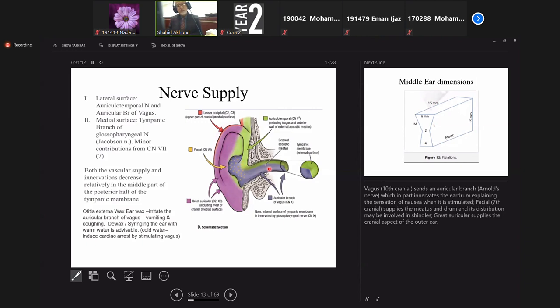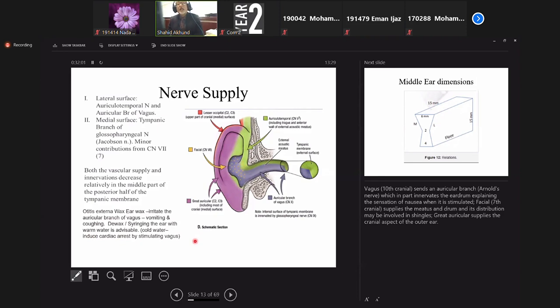All right, nausea, vomiting. What is its effect on our cardiovascular system? Bradycardia. Excellent, bradycardia. So if a person has a history of heart block, what will happen to that person? It can go to complete heart block because of the decrease in the heart rate. So it can decrease the heart rate suddenly. Okay, that's why in removing the wax, people usually use a bit of warm water. So to de-wax or syringe the ear with warm water is advisable. Cold water induces cardiac arrest. How? By stimulating the vagus nerve.